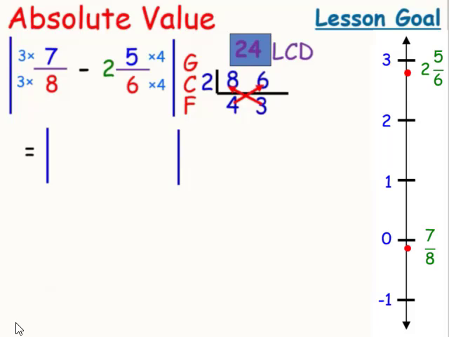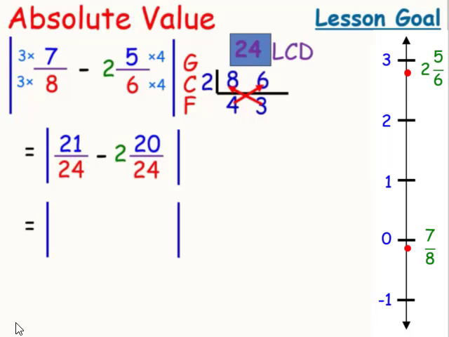3 times 7 is 21 over 24. 5 times 4 is 20, so minus 2 and 20/24ths. Notice that the absolute value of 21 over 24 is less than the absolute value of minus 2 and 20/24ths. So what we'll do is write the opposite, similar to our previous lesson, but we just don't have to write the opposite of the opposite. We just have to write the opposite to make the subtraction easier.